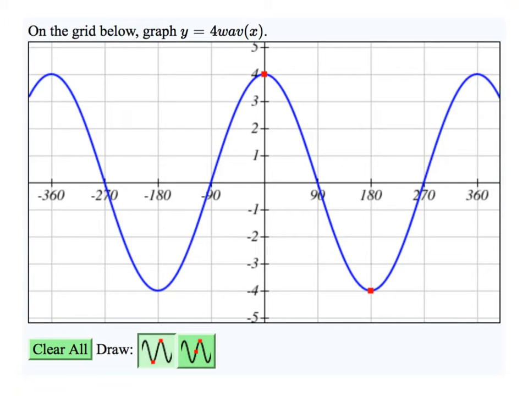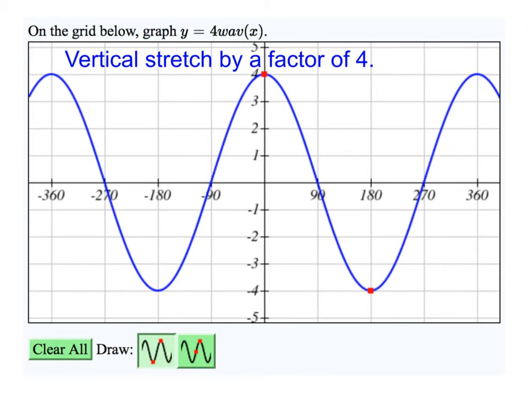Notice our graph is taller. Our wave is taller. The width wasn't affected at all, but it is now taller. 4 times as tall, to be specific. We call this a vertical stretch by a factor of 4 in this case, but a factor of whatever the number is. A vertical stretch takes whatever your graph is and it pulls it outward. And it pulls it outward from 0.